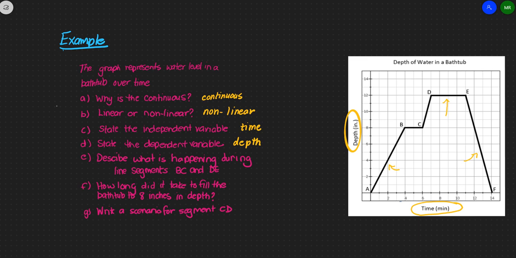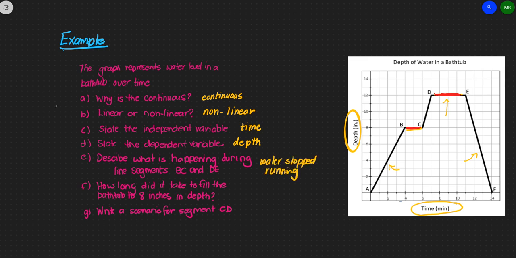The next question asks, what is happening at BC and DE? Let's change that color so we can highlight it more. Well, the water level isn't changing. If the water level isn't changing, it must mean I turned off the faucet. So, the water stopped running. However you want to state that.